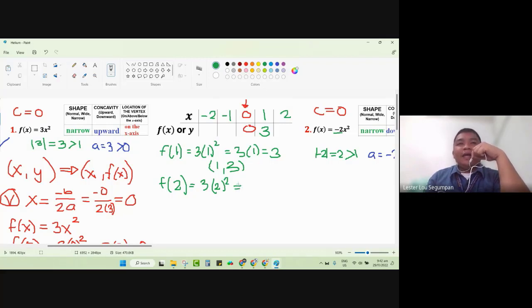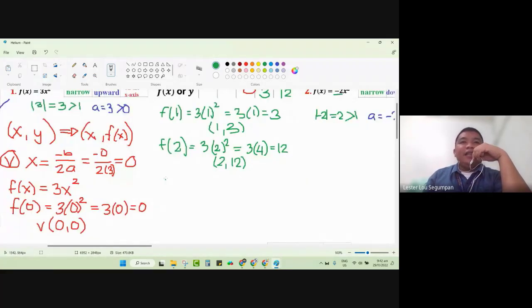Applying the correct PEMDAS, you start here with exponentiation. That's 3 times 4, which is actually 12, right? So the next pair of points is 2 and 12. So you place here 12.